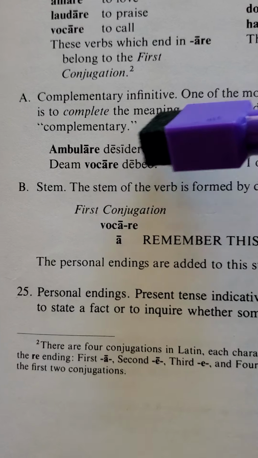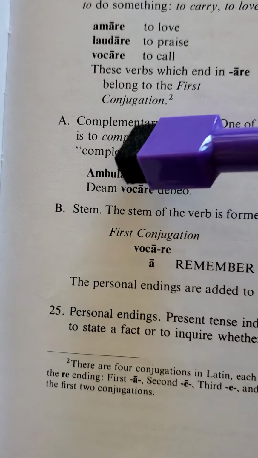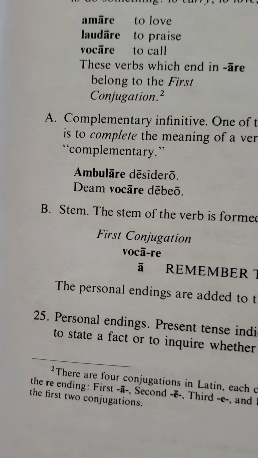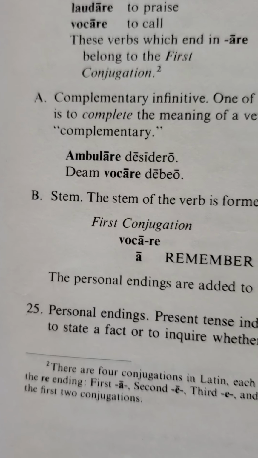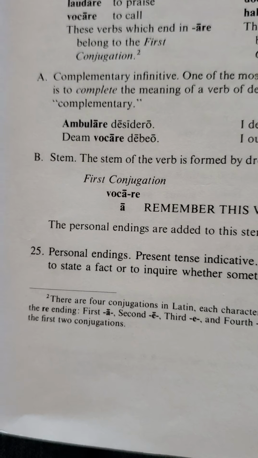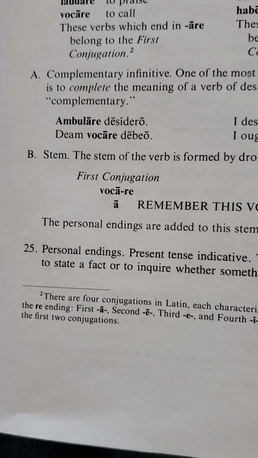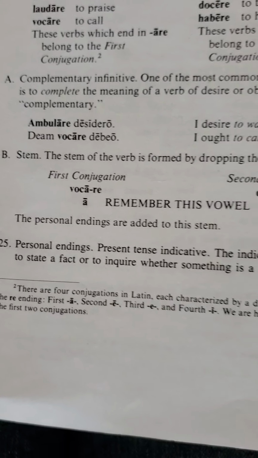So here it goes. I ought to call the goddess. Okay, so that's just showing that the infinitive can be used on its own in a sentence translated by its "to" form. And so now Norma is going to show you how to conjugate a verb.